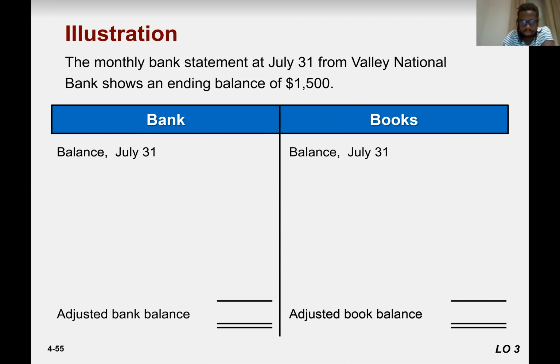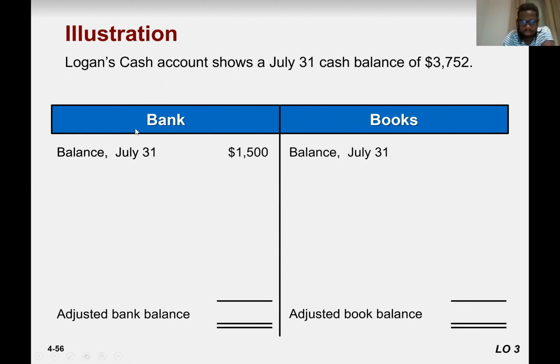So here I have highlighted the important transactions. The monthly bank statement at July 31st from Valley National Bank shows an ending balance of 1,500. So that is the bank balance. So you just write it down here, bank balance 1,500. Next thing, you write down the book balance, the cash book balance, which is 3,752. And now, in order to reconcile the books, see the bank statement. What is missing in our cash book that is in the bank statement?